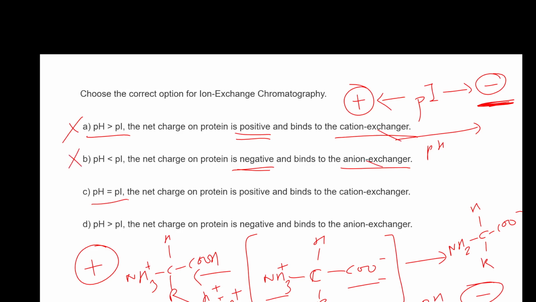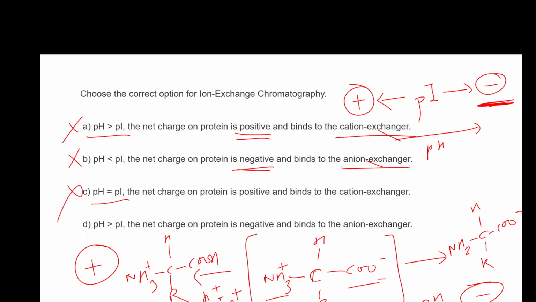The third option is pH equal to pI, the net charge on the protein is positive and binds to the cation exchanger. No, at pH equal to the isoelectric point, the net charge on the protein is 0. That is why there is no charge on the protein, and this option is also wrong.